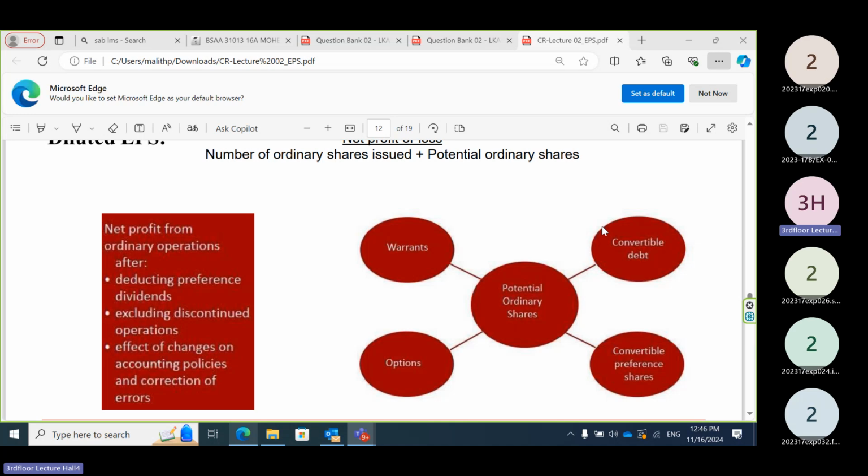For options and warrants, definitely it will be reduced. Your diluted earning per share is a lesser value than the basic EPS. It's sure for warrants and options.